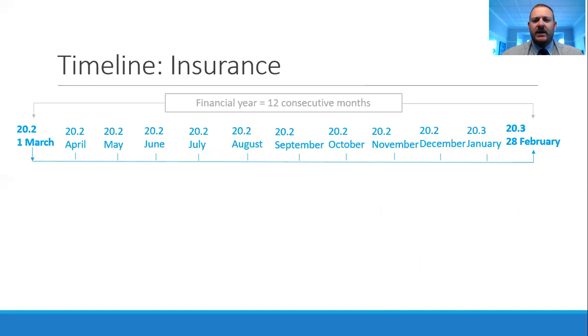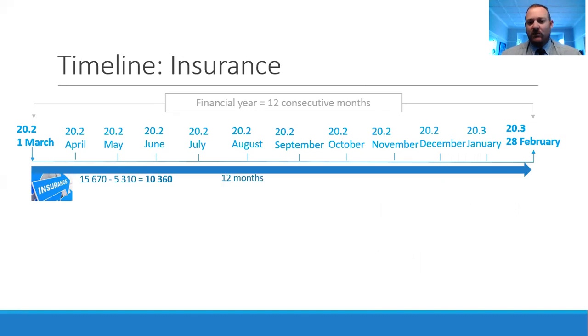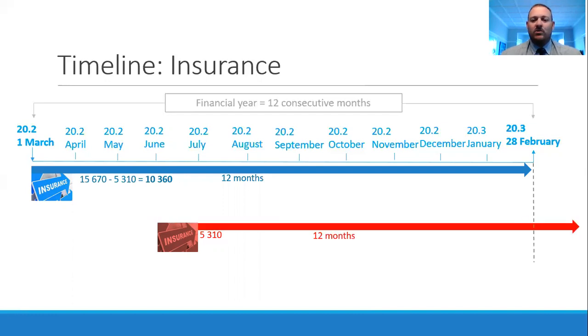If we look at insurance quickly, I know we've just spoken about it, but if we just look at it again, insurance, the amount is 15,670 Rand. Of that amount, 5,310 Rand was taken out from July, so that 10,360 Rand will be for the full 12 months, for the full financial year. The second insurance contract, which was taken out in July, amounted to 5,310 Rand. That second contract was taken out for a 12-month period, which goes beyond the current financial year. So you can see it actually goes right through until the 30th of June, 20.3.